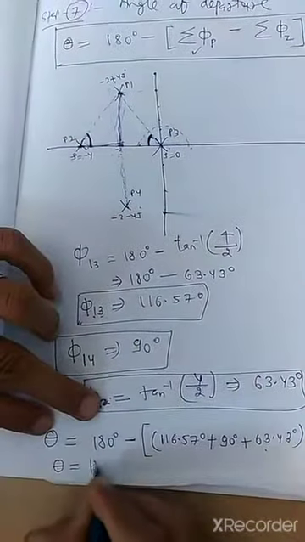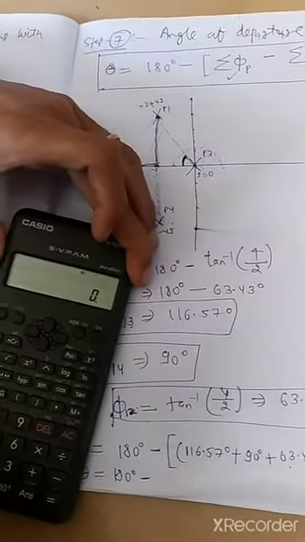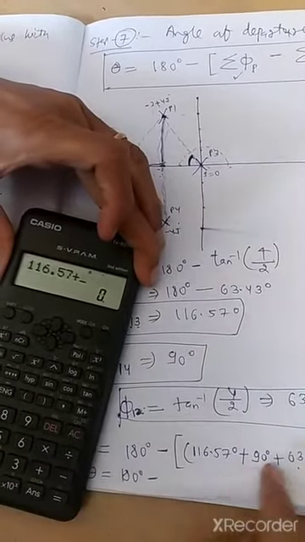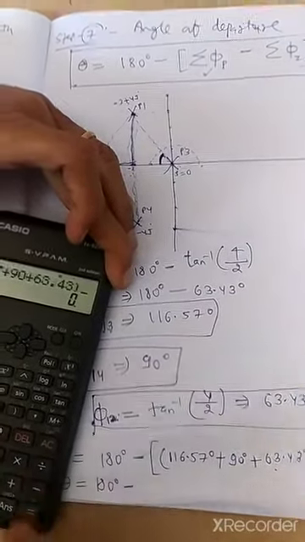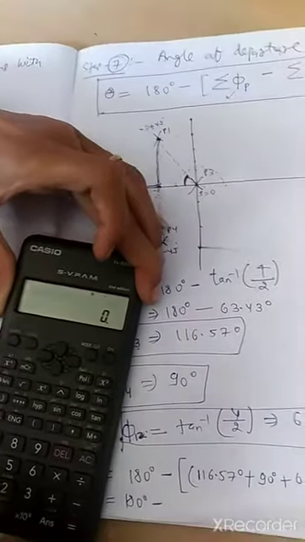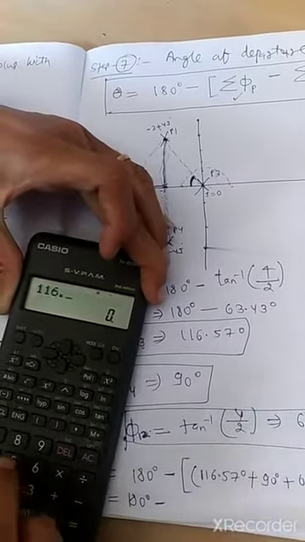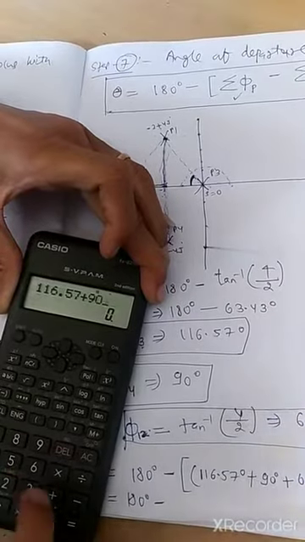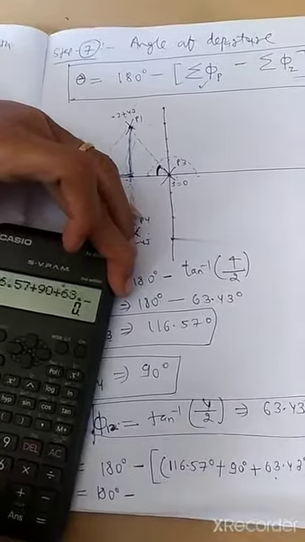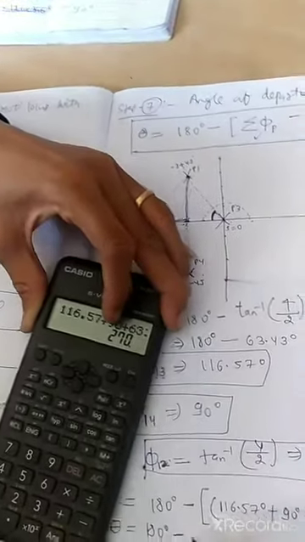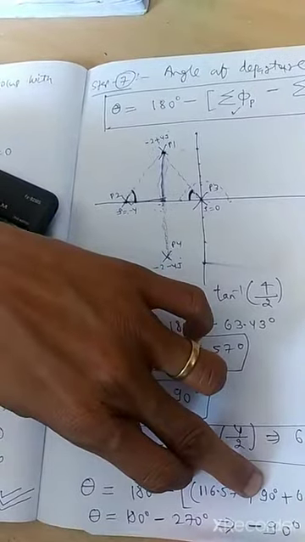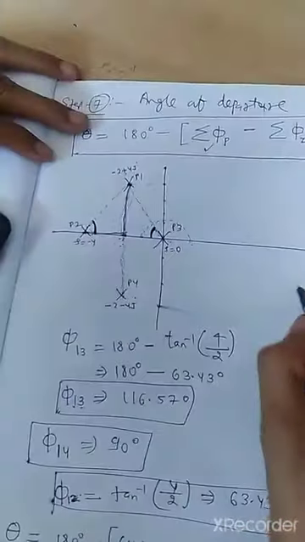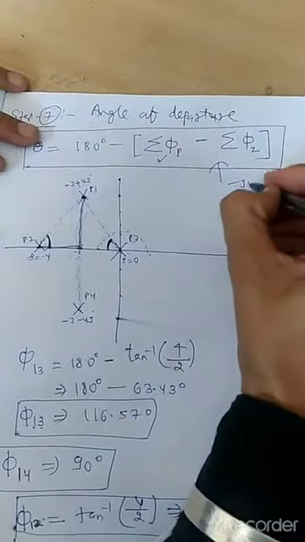So theta is equal to 180 degree minus, now I just add these three: 116.57 plus 90 plus 63.43. So this will be equal to 270. So what is the answer? The angle of departure on this first pole is minus 90. Similarly, I find the angle of departure as minus 90 degree.